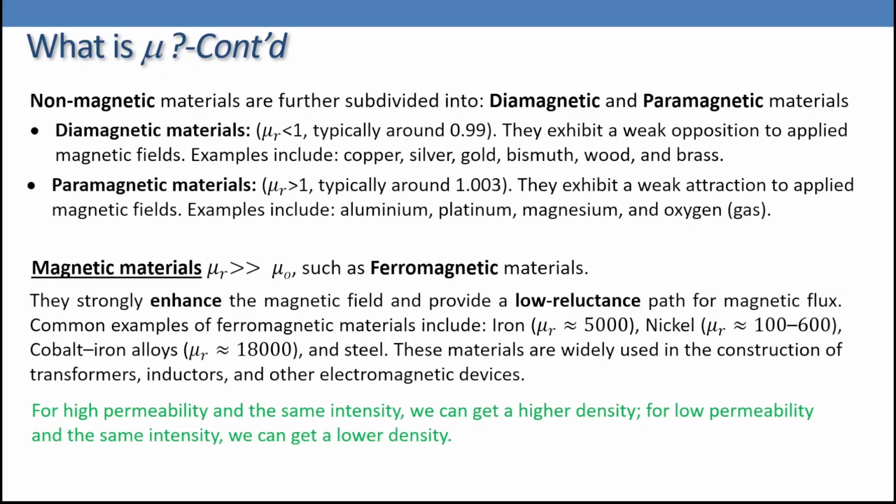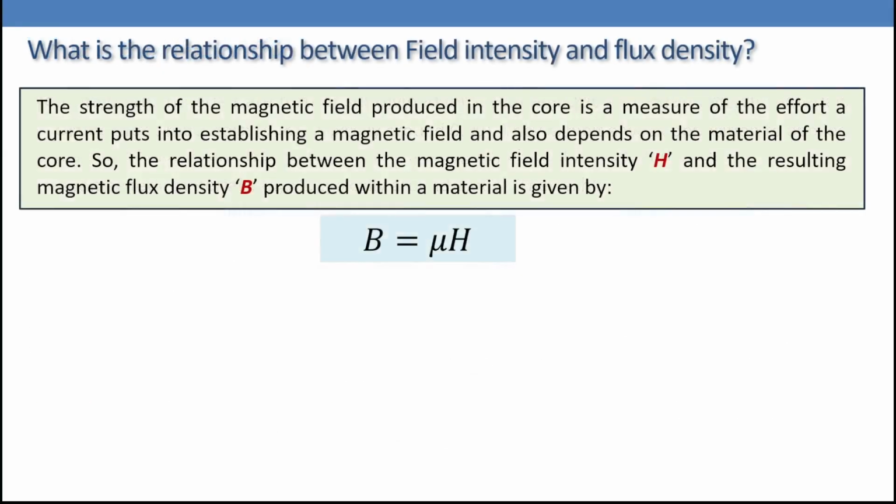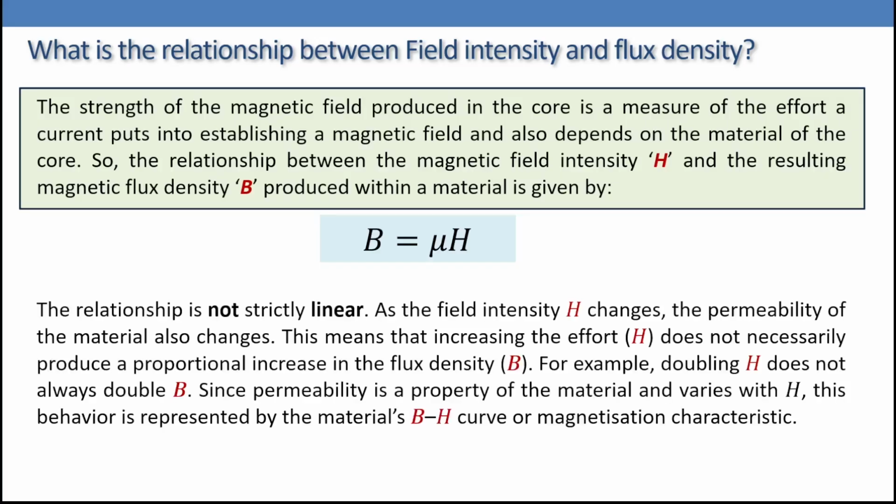So now we can answer the question, what is the relationship between B and H? The strength of the magnetic field produced in the core is a measure of the effort a current puts into establishing a magnetic field, which is H, and also depends on the material of the core. The relationship between the magnetic field intensity H and the resulting flux density B can be given by the equation B equals μH. But, a big but here, this equation is not a linear equation. So the relationship is not strictly linear.